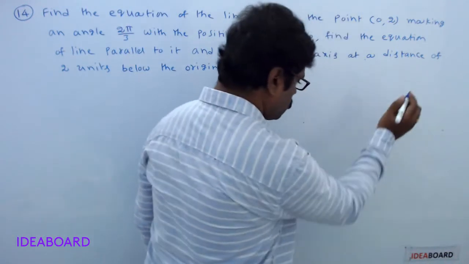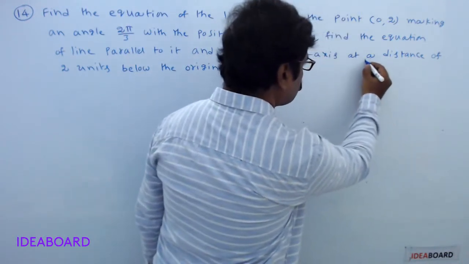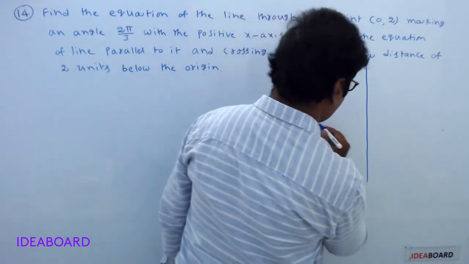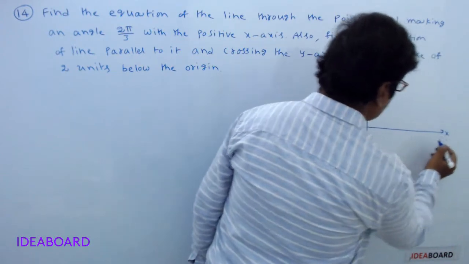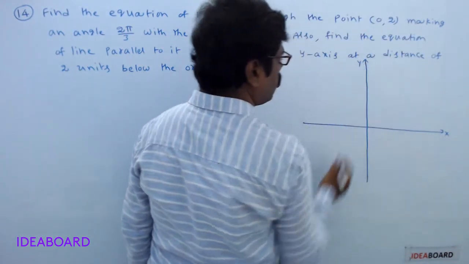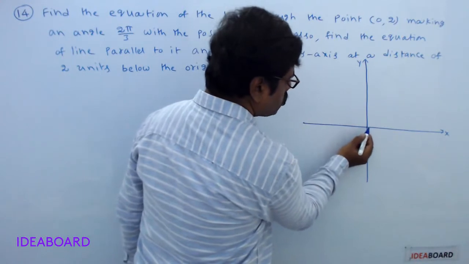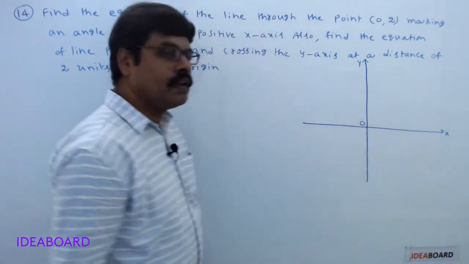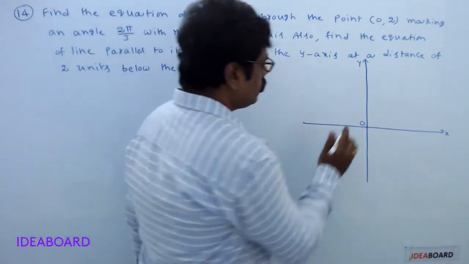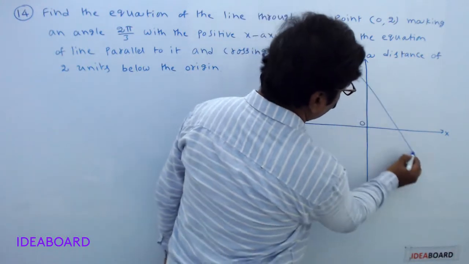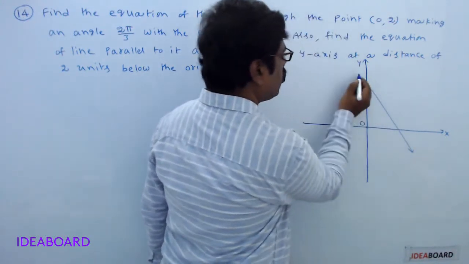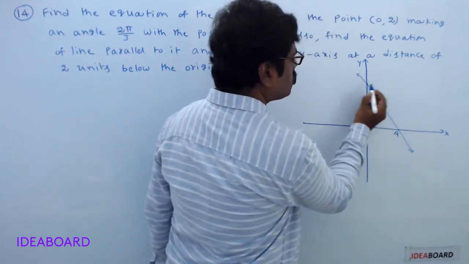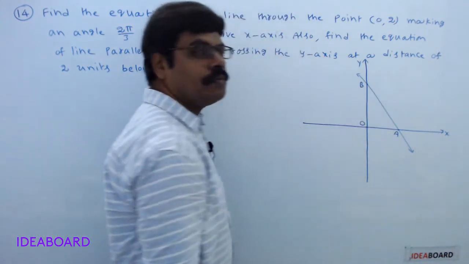First, draw the coordinate axis. Suppose this is x-axis, it is y-axis. Point of intersection of x-axis and y-axis is origin. Origin is denoted with a letter O. Now draw a straight line. Suppose this line meets the x-axis at a point A and it meets the y-axis at a point B.